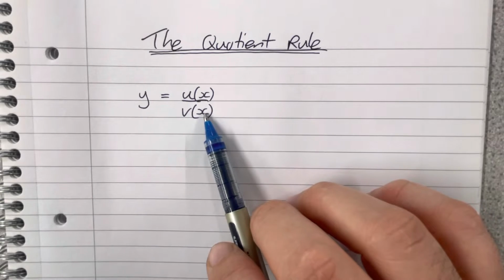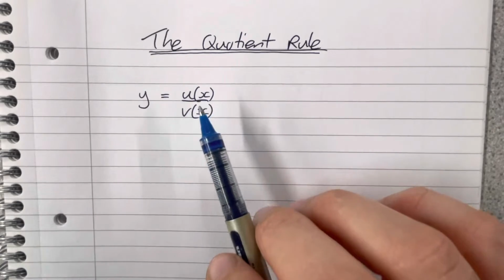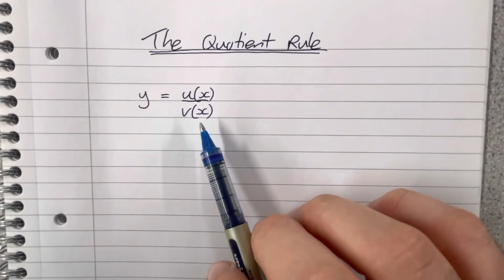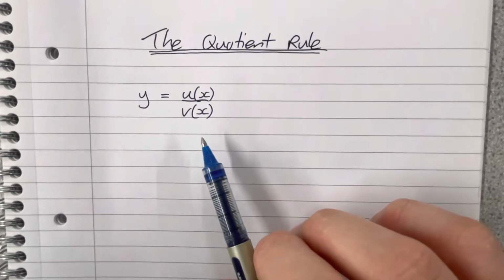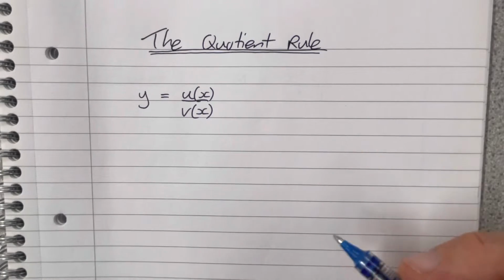Now, one thing to point out is that with the product rule, it doesn't matter which you call u and v, because u times v equals v times u. However, with the quotient rule, it does matter. U is the numerator and v is the denominator, and it matters which way around they are, because u divided by v is not the same as v divided by u. Okay, so just be careful with that in this definition.